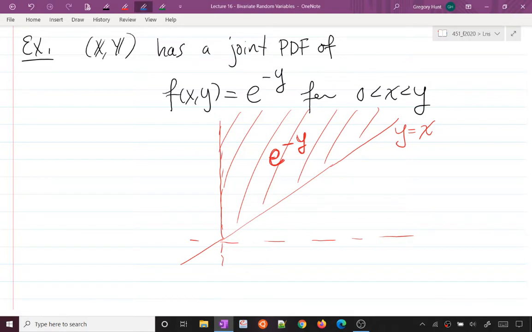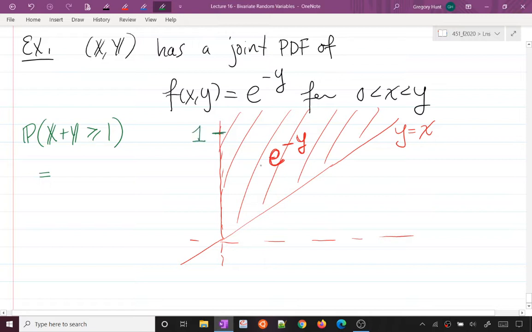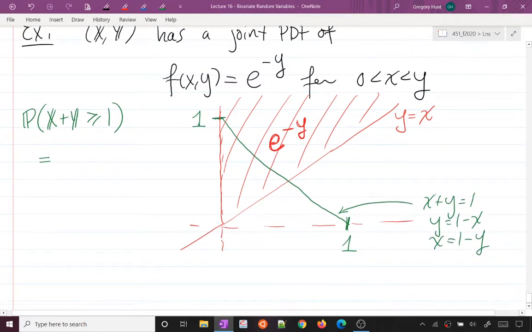And I could ask you the same kind of question. So what if this is a different PDF, but I could say, again, what is the probability that x plus y is bigger than or equal to 1? And so again, I'm going to say, okay, somewhere here is my number 1. Somewhere over here is the number 1. I'm going to draw the line connecting them. So again, this is the line where x plus y is equal to 1, or y is 1 minus x, or x is 1 minus y, okay?